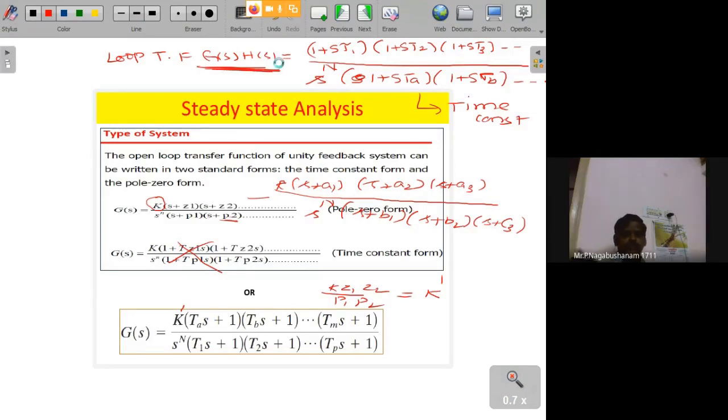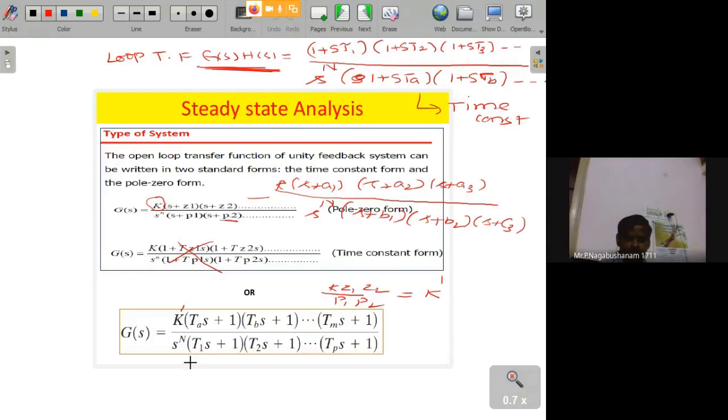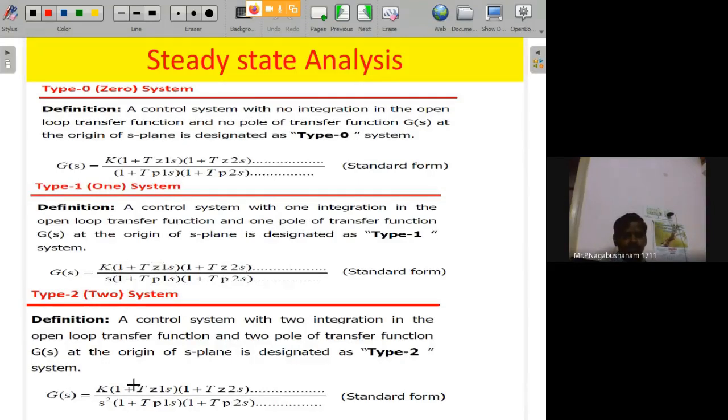Next, if it is a type 0, the denominator is S power 0. This n is called the type number. If n equals 0, S power 0 means that value becomes 1. I'm talking about the denominator only: the number of poles at origin. In this case, there are no poles at origin. That is what is called a type 0 system. If it is a type 1 system, I'm not concentrating on the numerator, just the number of poles at origin: only 1, S power 1. Type 2 means S square.